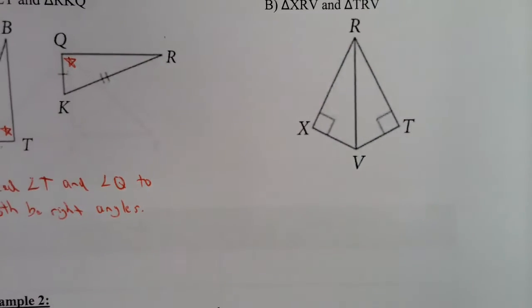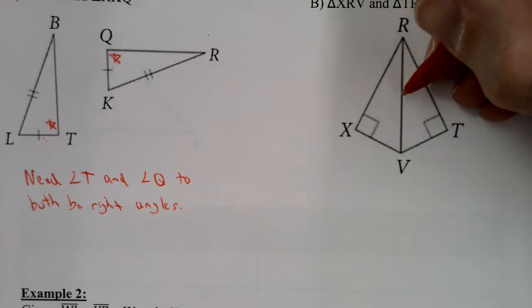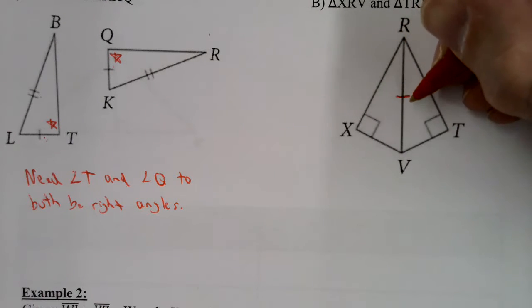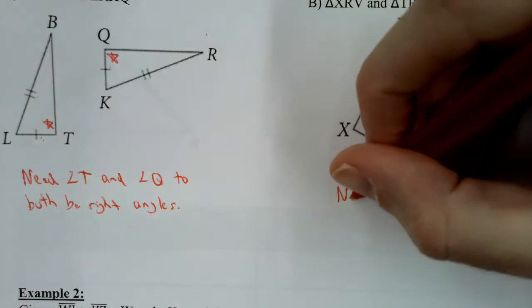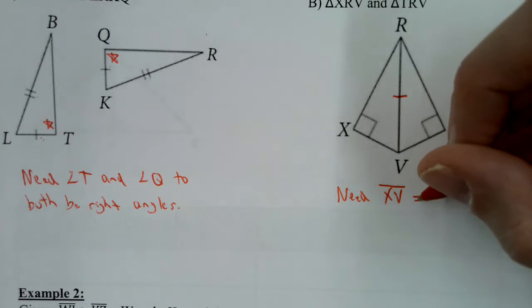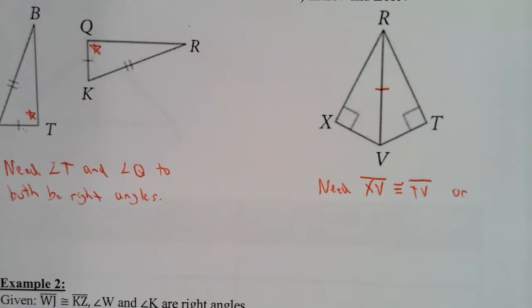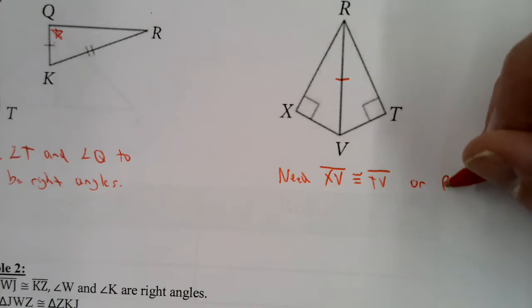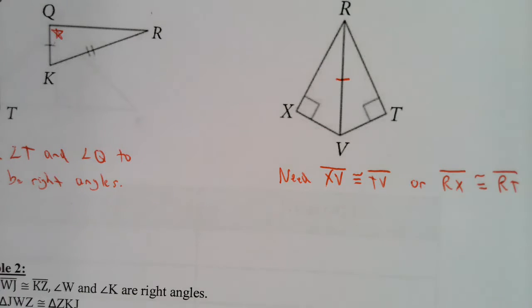Okay, example 1B, we already have the right angles labeled. Nice. And we know that the hypotenuses are congruent because this is the hypotenuse that's congruent to itself. But you need to know that you have a pair of legs congruent. We don't need that. So I'm going to say you need either XV congruent to TV, or you need to know that RX is congruent to RT.